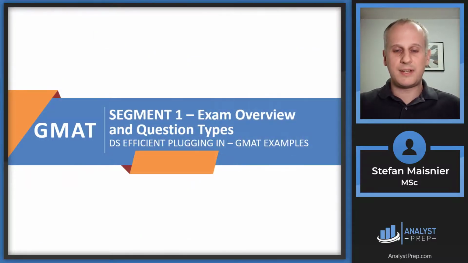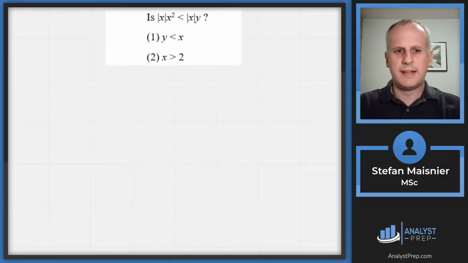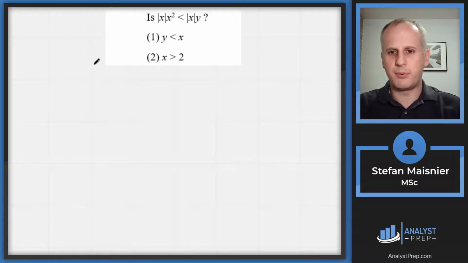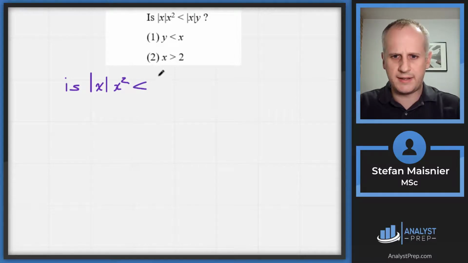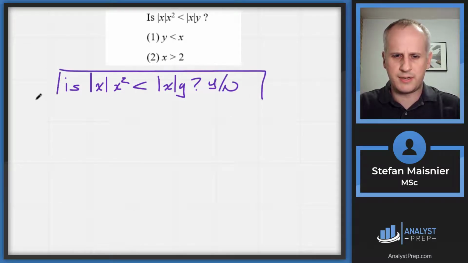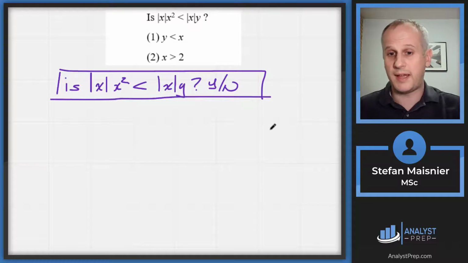So let's go take a look at an example on the whiteboard of how you can use efficient plugging in for a yes-no data sufficiency. All right, so we have a sample yes-no data sufficiency here on the whiteboard. Pretty straightforward, just asking, is the absolute value of x times x squared less than the absolute value of x times y? And so we'll indicate that with a little yes-no, that we're looking at a yes-no data sufficiency, and this is what we have.